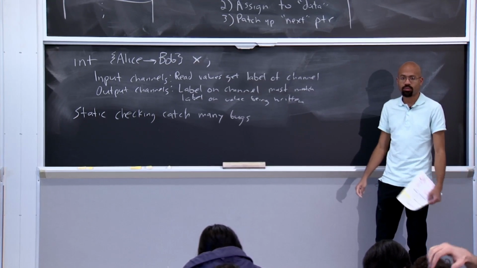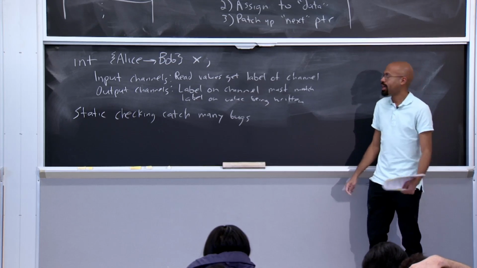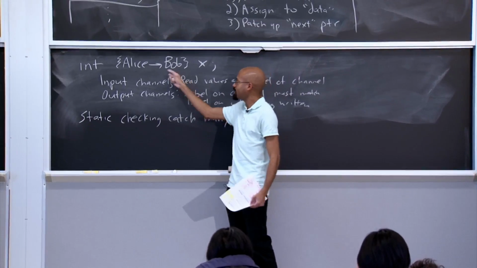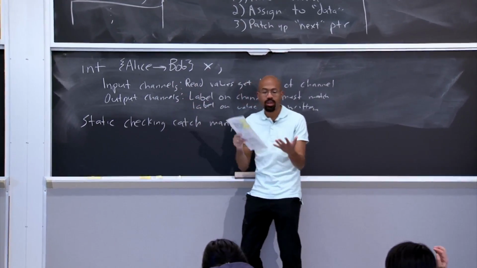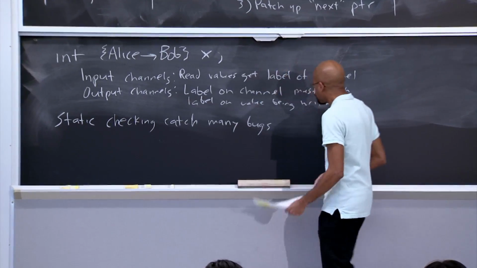In practice, Alice can be like a GPS location, and Bob can be the network or something. Oh yeah, that's right. Depending on the language, these labels can be associated with people, with I/O ports, all that kind of stuff. That's exactly right.